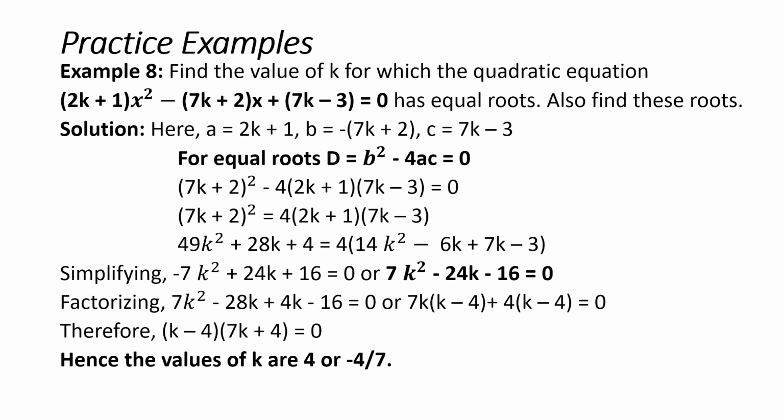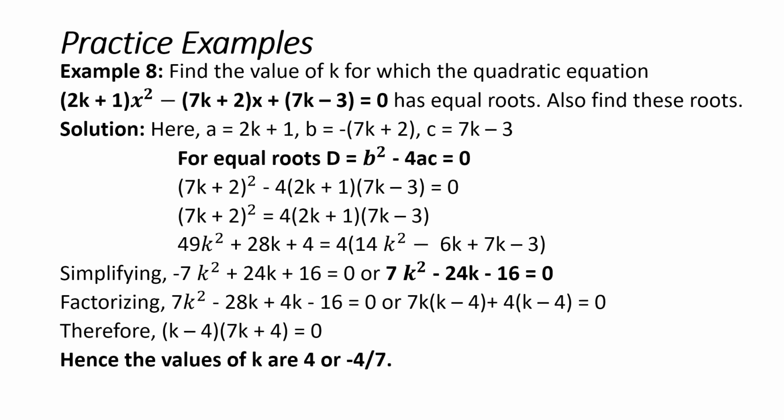Now it is given that it has equal roots, means what should be the value of D? D should be equal to 0. So D = b² − 4ac = 0. Put the values and simplify the whole equation, we get −7k² + 24k + 16 = 0, or taking out the minus, 7k² − 24k − 16 = 0.